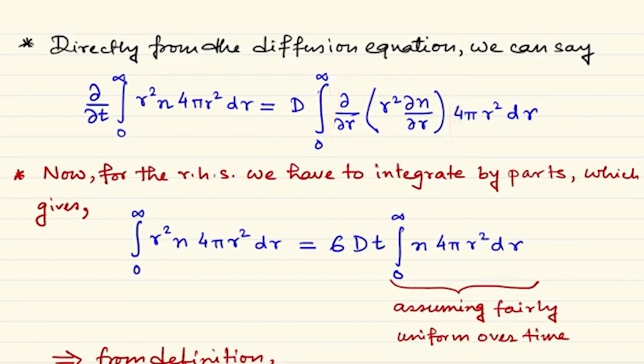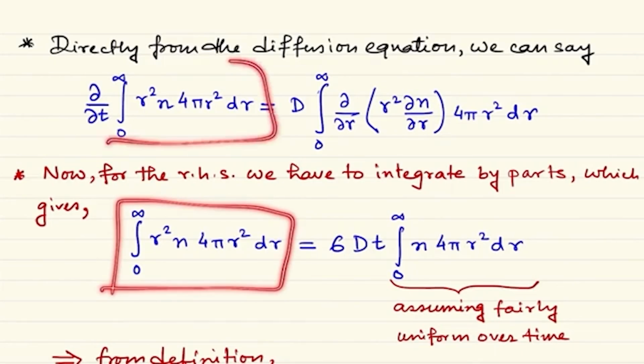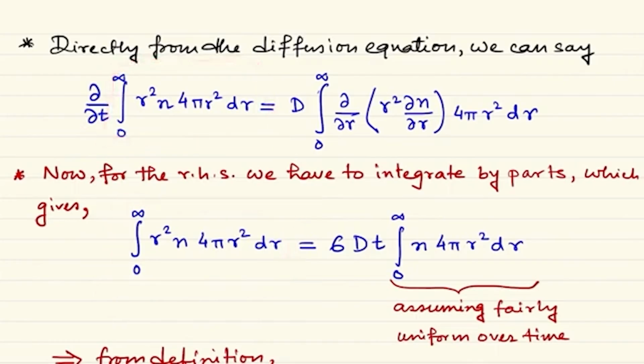Now if you carefully calculate the right hand side by integration by parts, you will see that this part is equal to 6 times D times the integration from 0 to infinity of n 4 pi r square dr. Now there is a del t, so finally you have to integrate over time, and you will have this term over here, and then del t goes to this side, and by integration it will simply have 6 D t. Again, I have assumed this thing to be independent of time. That is my assumption.